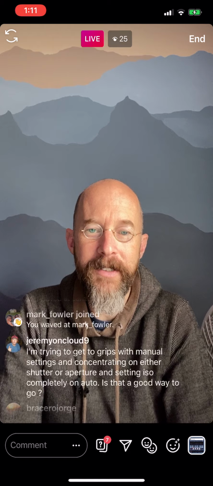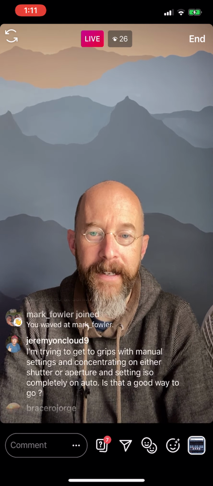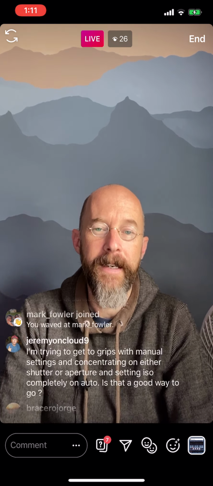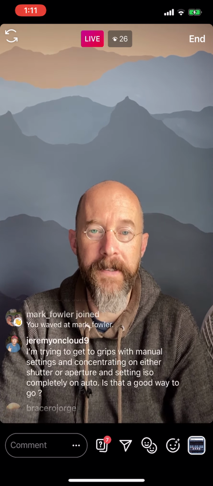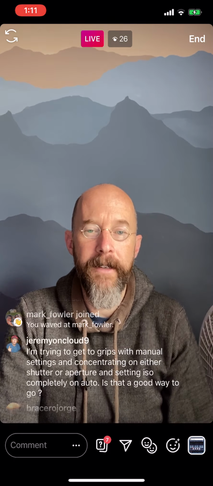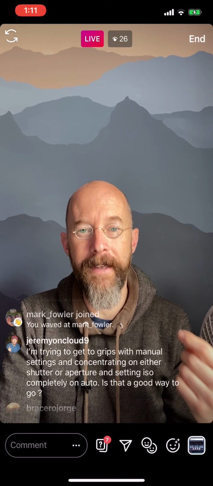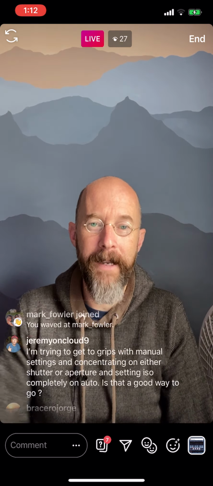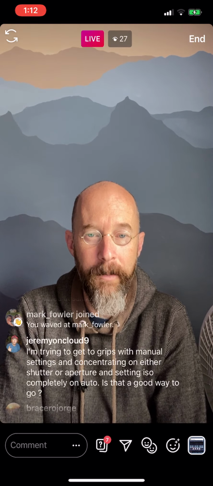Jeremy, I'm trying to get to grips with manual settings and concentrating on either shutter or aperture and setting ISO completely on auto. Is that a good way to go? So Jeremy, what I would suggest, and this is what I suggest in my course, Digital Camera Mastery, the online course, is that everyone start out with aperture priority because it's the easiest. And the reason why I feel it's the easiest is that it is the gateway to all the rest of the manual settings, in my opinion. And the reason why I suggest this is because this is exactly what I do.